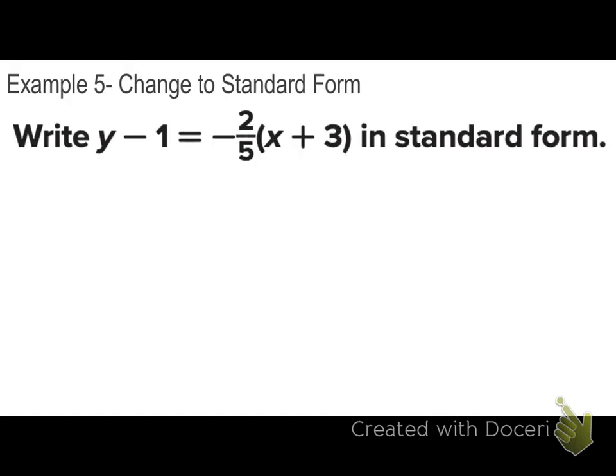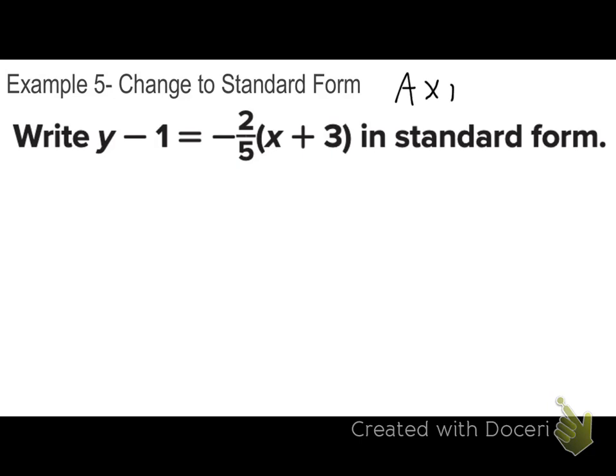Okay, write y minus 1 equals negative 2/5 times the quantity x plus 3 in standard form. Standard form is another form of a linear equation. So now we got three of them: slope-intercept, point-slope, and standard form. We got to know the difference between all three. Okay? So it wants our answer written in standard form.